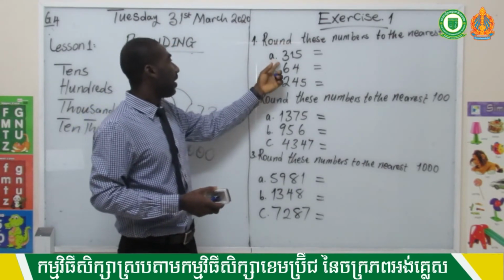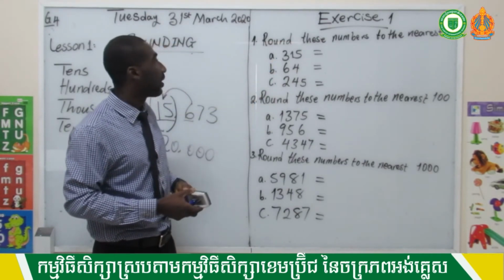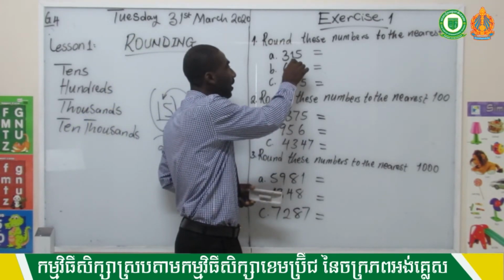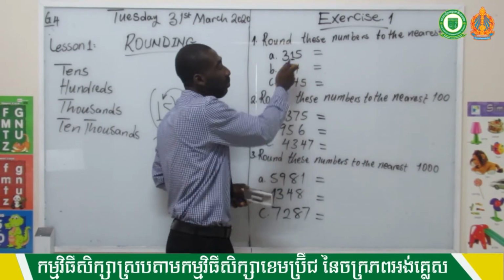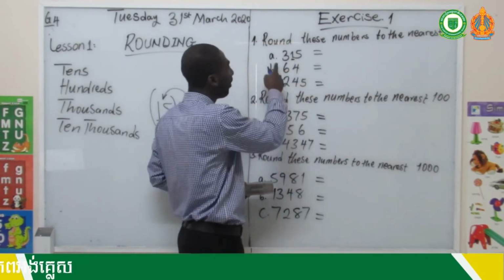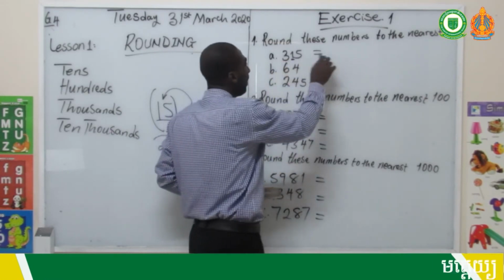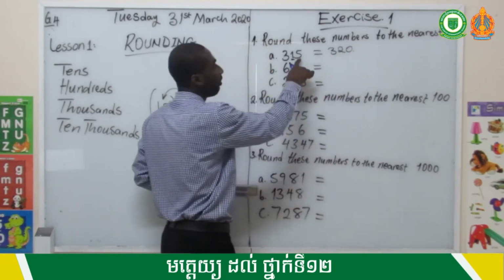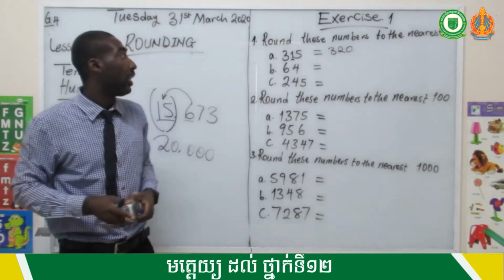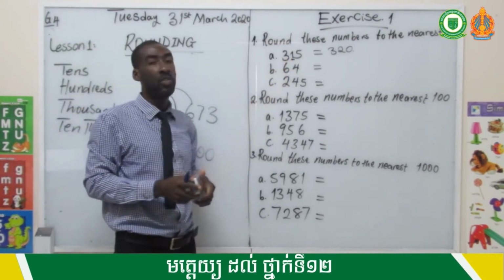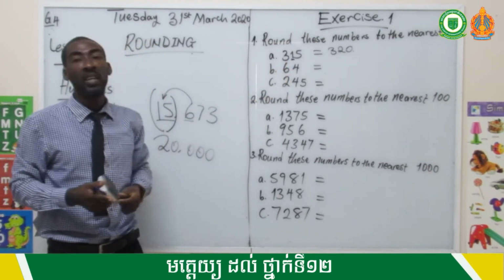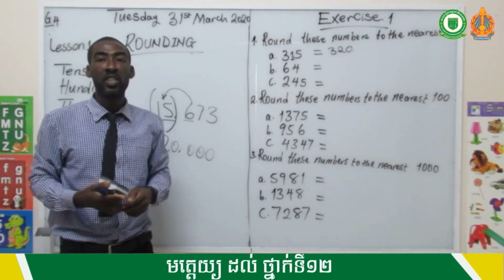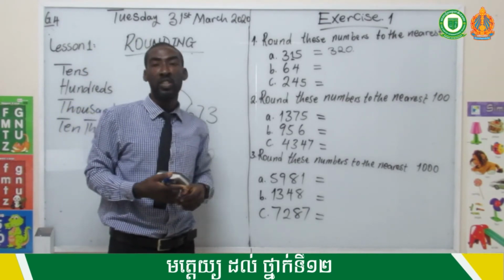The first one, we have A, which is 315. You are supposed to round off to the nearest 10, which means that you have to look at your 1 here. The next door number here becomes 5. So rounding off to the nearest 10 becomes 320, because your 5 here is more than 4, and it has to give 1 point to your 1, and then it becomes 320. If you finish this exercise, please drop it in the group for me to check for you.